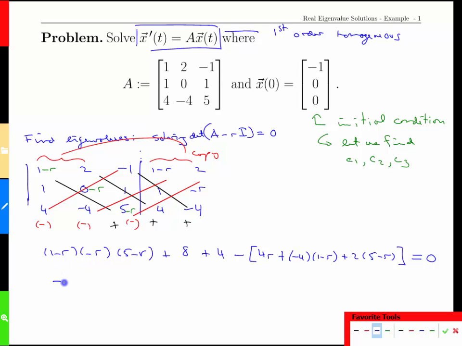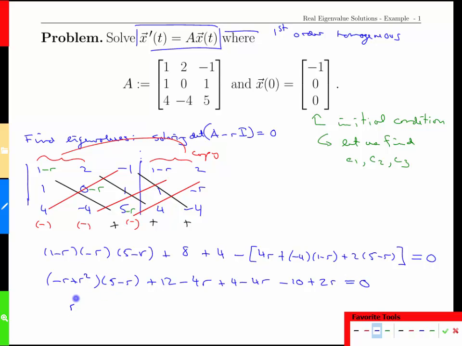This is negative r plus r squared times 5 minus r, plus 12, minus, and this time we'll do it term by term, minus 4r. This is plus 4, and then minus 4r's. Then this minus sign across the whole way is going to be minus 10 and plus 2r. All of that equals 0.